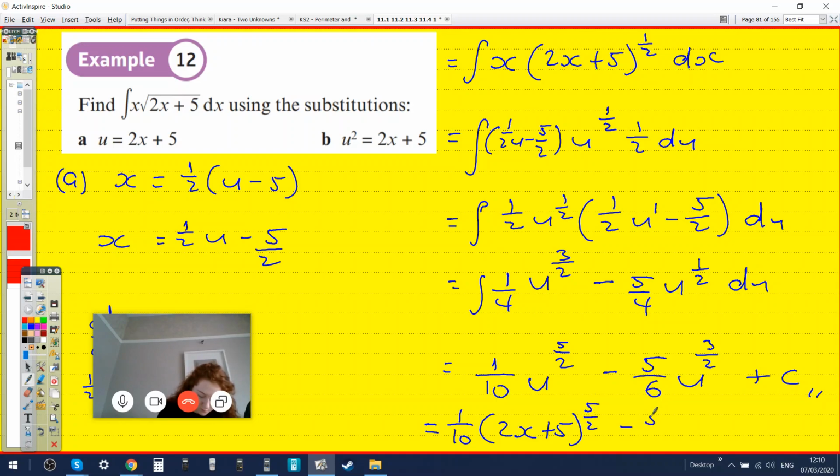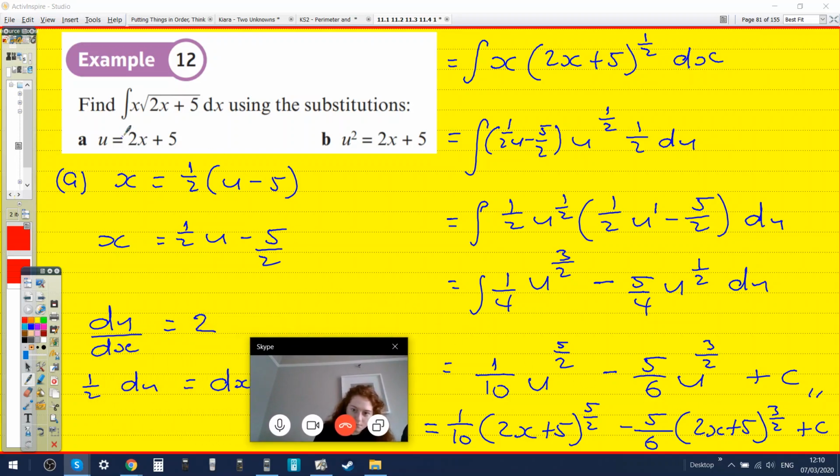Yeah. And so you can see how that would have been difficult to do. You get a very complicated answer. But replacing 2x plus 5 with u made it simpler. Okay. Any questions about that?